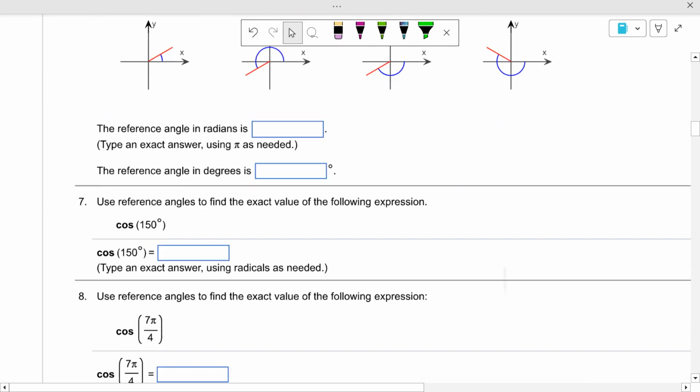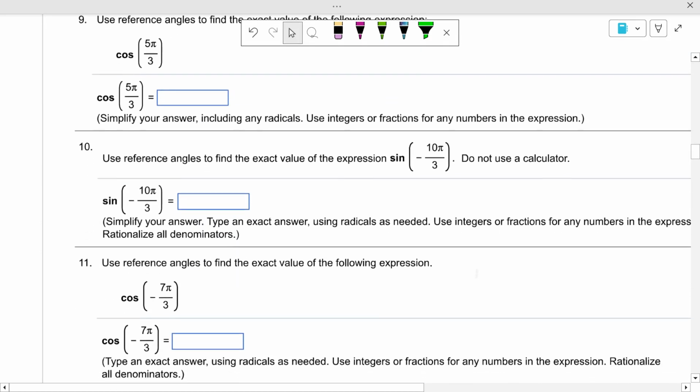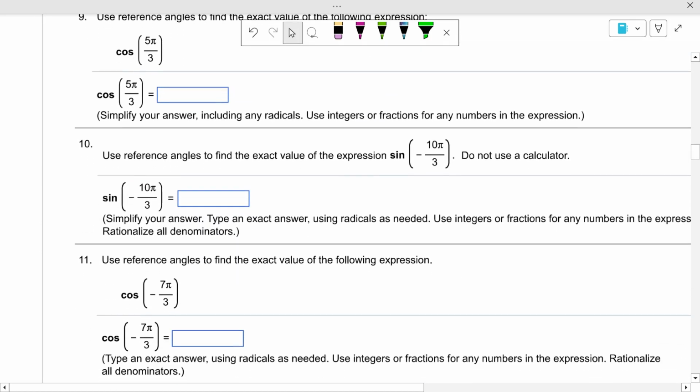Okay, I'm going to skip over some of these because a lot of these are in your unit circle, but I'm going to stop at number 10 because number 10 gives some people fits, and it shouldn't. It shouldn't, but it does. Okay. The sine of negative 10 pi over 3.